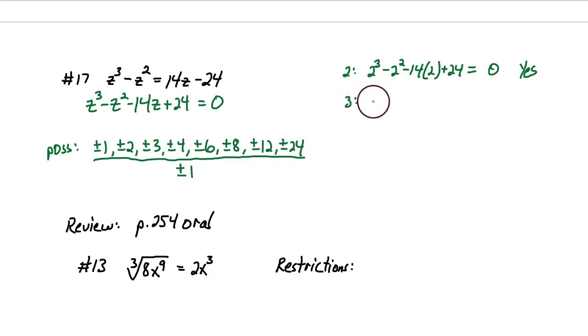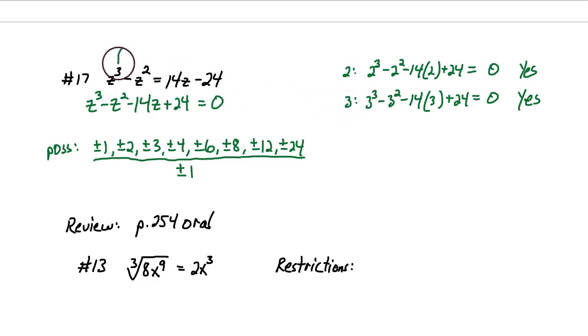Maybe 3 is also a rational root. Let's find out. Plug 3 in place of z. Does this make 0? 3 cubed is 27. 27 minus 9 is 18. 18 minus 42 is negative 24. And negative 24 plus 24 is 0. This number also works. So far we found 2 rational roots.